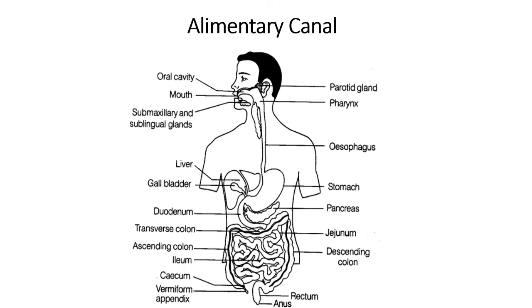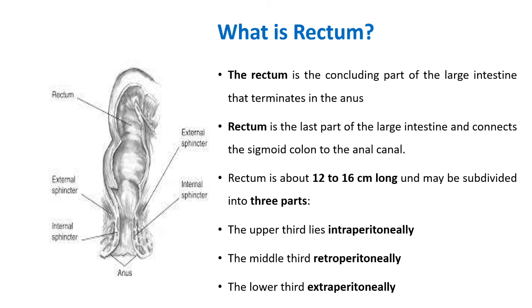This diagram shows the structure of rectum, or we can visualize the position of rectum. See, it is the terminal part of the alimentary canal. Just above the anus, there is the location of rectum. Rectum is the next part after the colon. Now, what is rectum? Rectum is a concluding part of the large intestine that terminates at the anus.